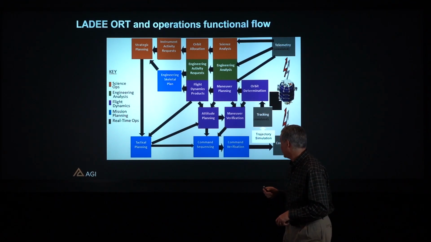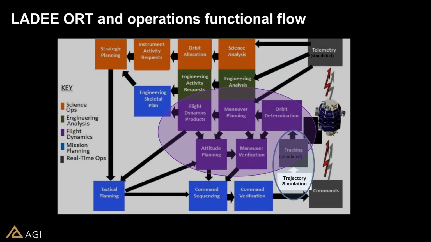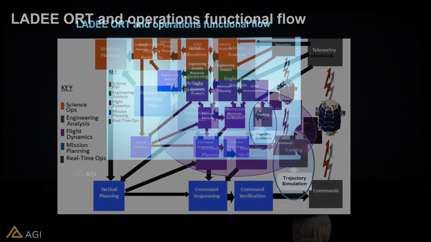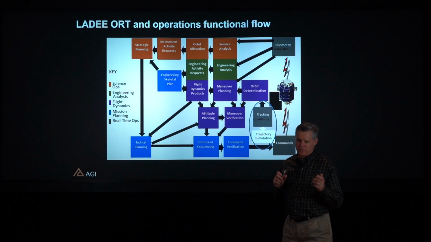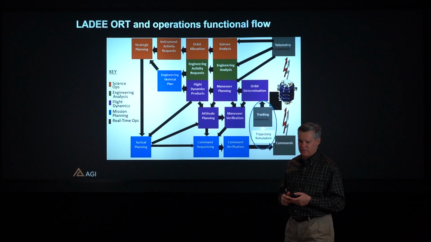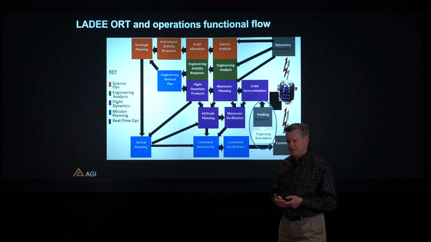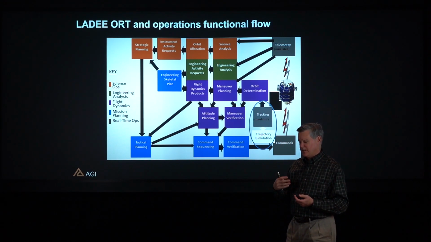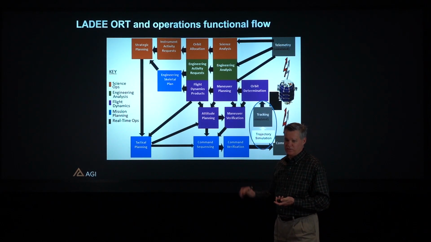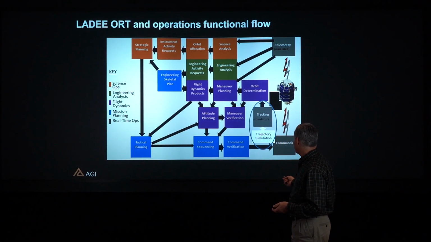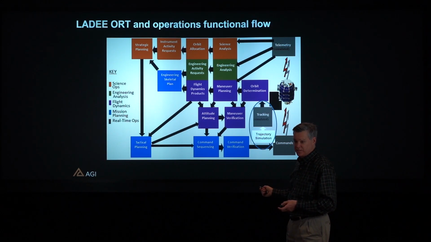Okay, so this is a depiction of the data flow throughout the LADEE operational readiness tests. And if we look down here in this corner, in this blue ellipse, this is the area where we generated our simulated information to drive the test. So we generated simulated trajectories, simulated tracking data based on those trajectories, and then that information was pushed into the rest of the test, both pushed into the flight dynamics team and pushed over here to the spacecraft simulator.